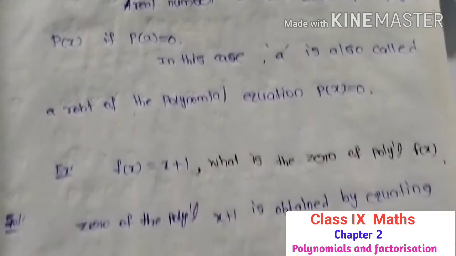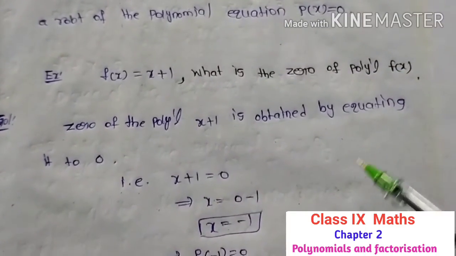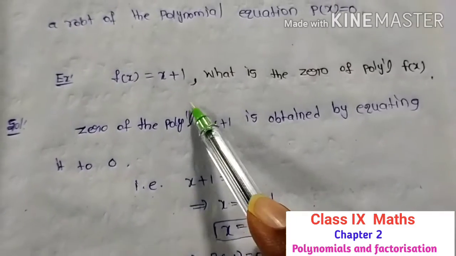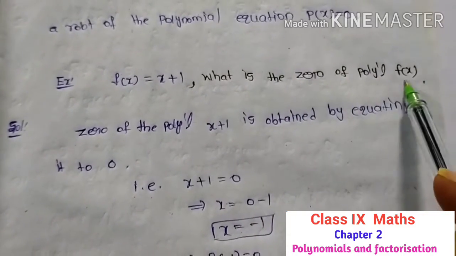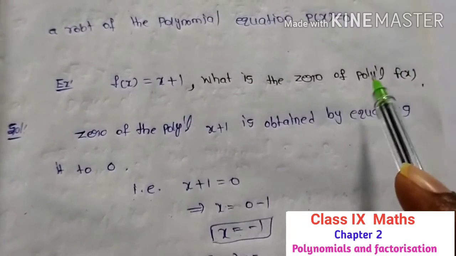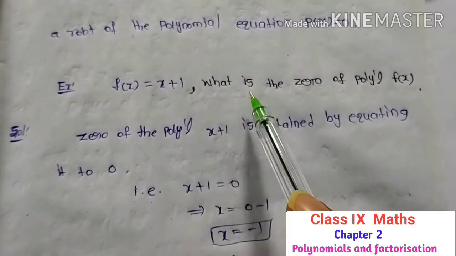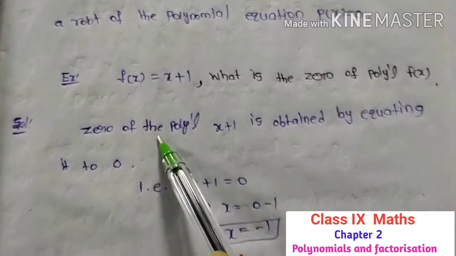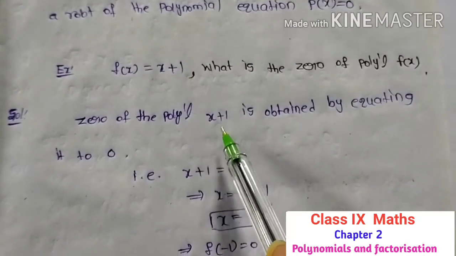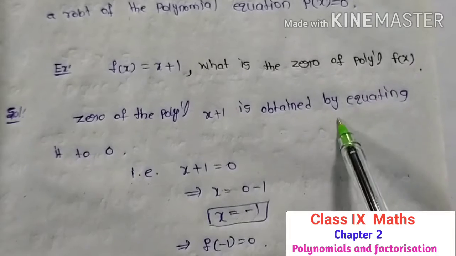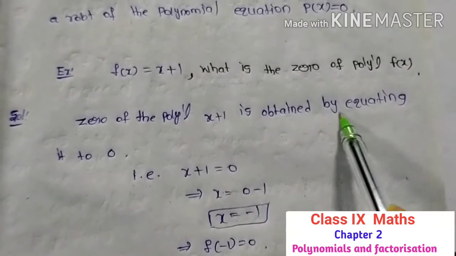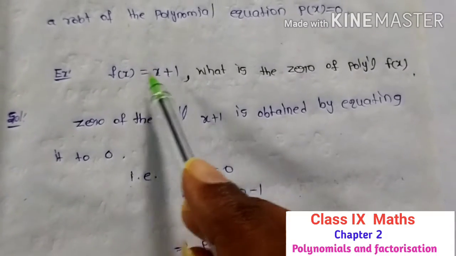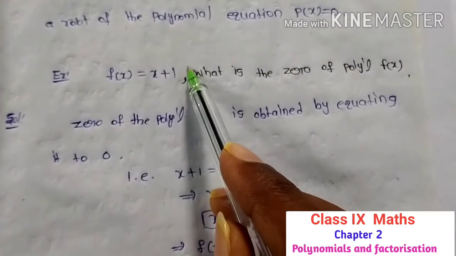Just you can see here an example. Why? Because if you know an example, the definition is very easy. Here f of x is equal to x plus 1. What is the zero of the polynomial f of x? While finding zeros of a polynomial, you equate the equation to 0. That means the zero of the polynomial x plus 1 is obtained by equating it to 0. Already given f of x is equal to x plus 1, so just write here equal to 0.